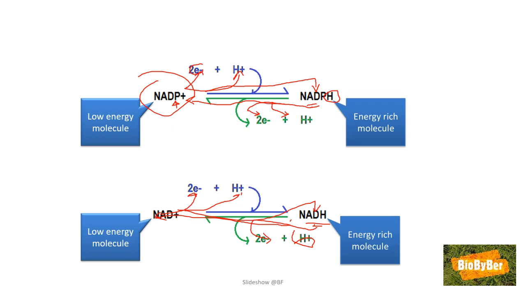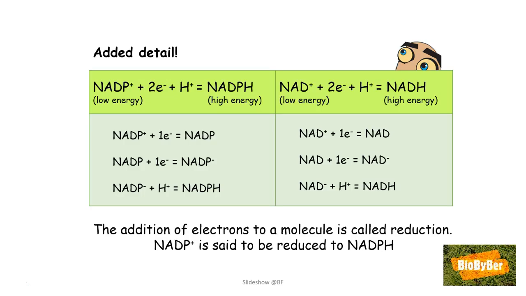It's empty. It's now free to pick up more passengers, pick up 2 more electrons and a H+ and become hired, or NADPH again. Now, for those of you who like the detail, we have NADP+, which is a low energy molecule, picking up 2 electrons and a H+, becoming the high energy NADPH. It will be the same with NAD+, which takes part in respiration, that we're not really too interested in today.